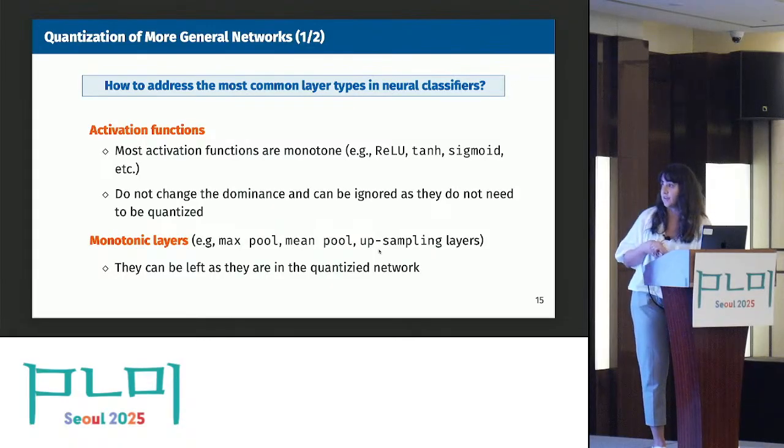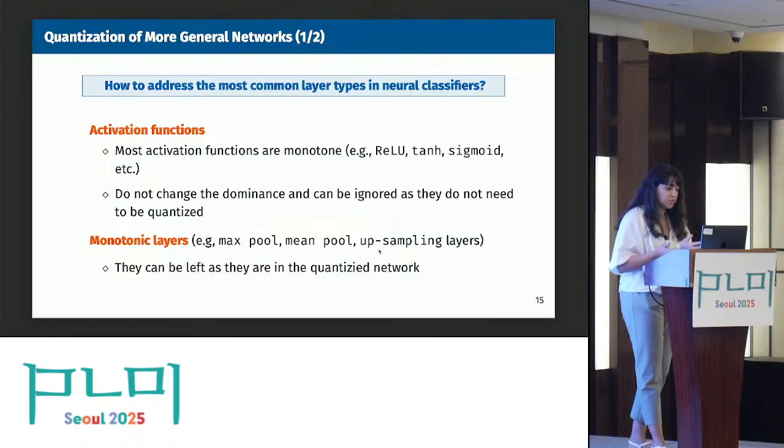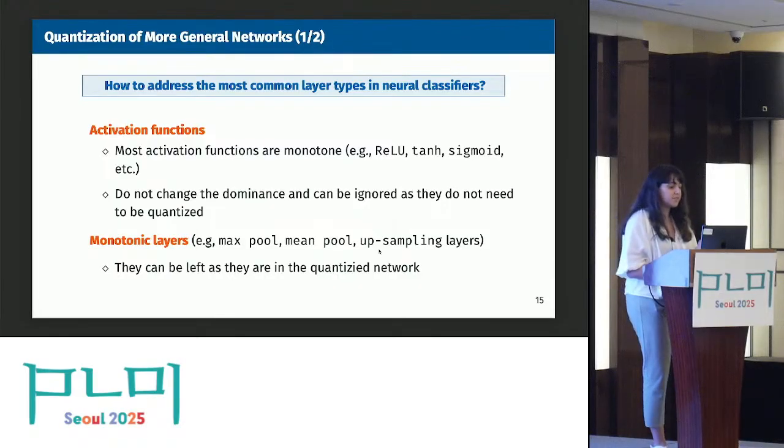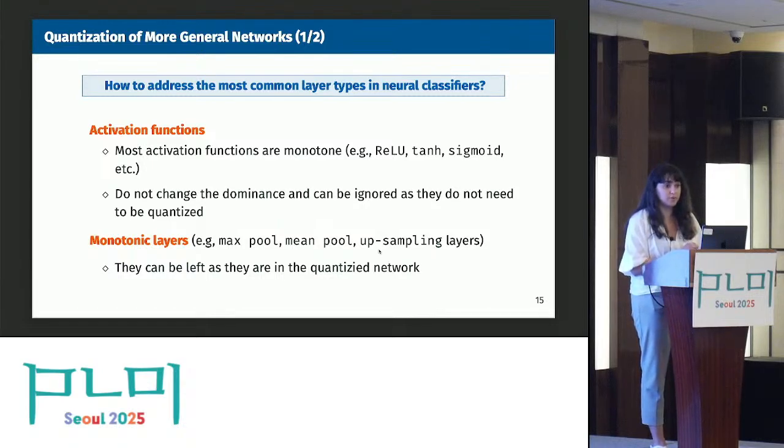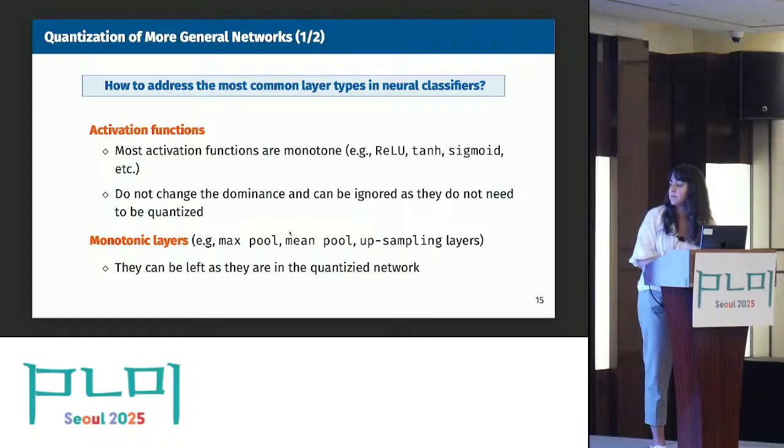For activation functions, most activation functions, the ReLU, the sigmoid, etc., are monotone. So we said that such activation functions do not change the dominance, and they can be ignored during the quantization process. Concerning the monotonic layers like max pool, min pool, upsampling layers, etc., they also can be left as they are in the quantized network.